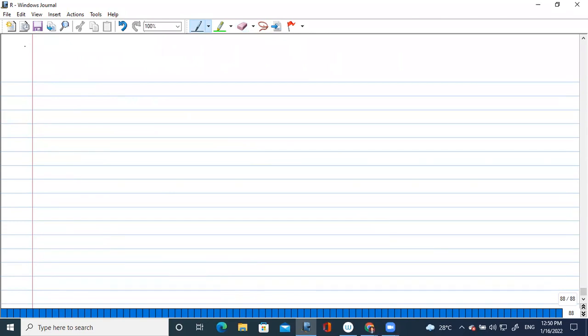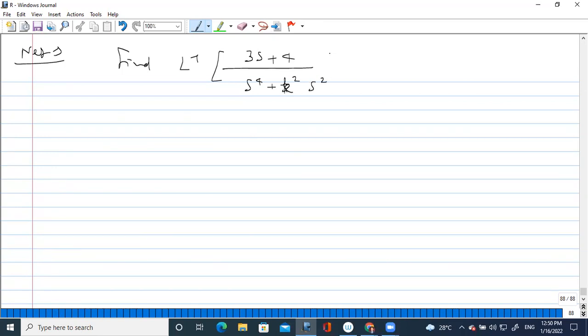Okay. So now, very beautiful question. It is a NET question. Find Laplace inverse of 3s plus 4 divided by s to the power 4 plus k square s square. So this is a question.